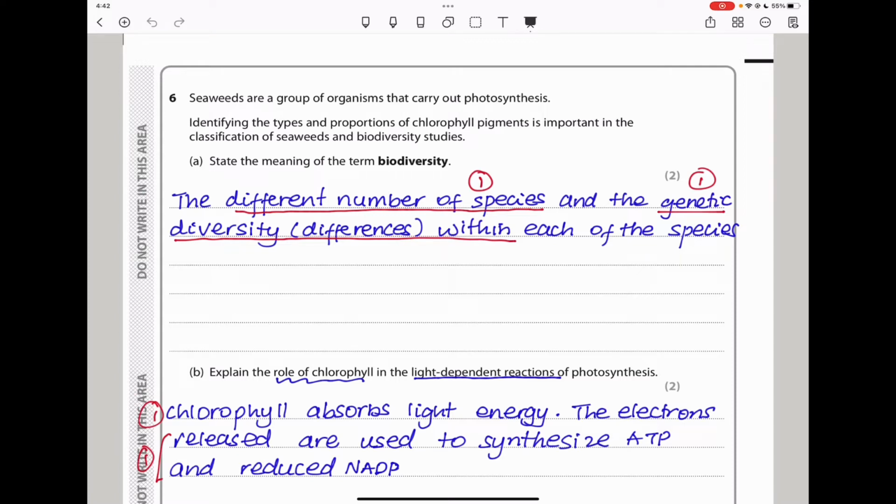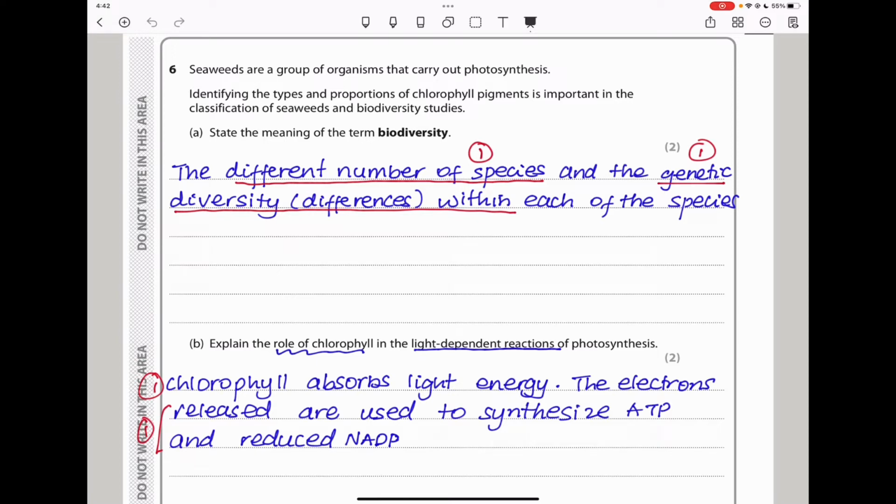Question 6. Seaweeds are a group of organisms that carry out photosynthesis. Identifying the types and proportions of chlorophyll pigments is important in the classification of seaweeds and biodiversity studies. State the meaning of the term biodiversity. Biodiversity is the number of different species and the genetic diversity, or differences, within each of the species. So the more species and the more genetic differences within each of the different types of species, the greater the biodiversity.